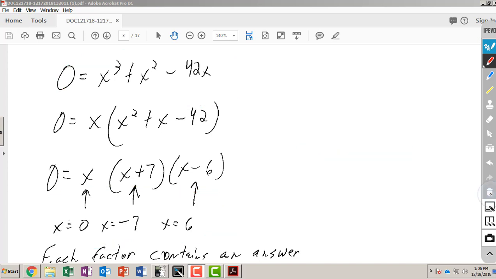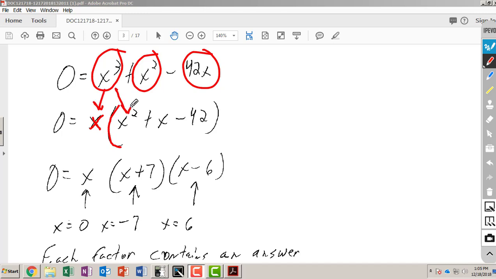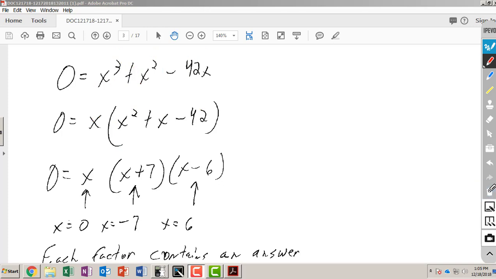And since I've set it equal to 0, I notice there's a common x in each term. So I'm going to factor out that x. When I do, x cubed divided by x gives me x squared, x squared divided by x gives me the x, and negative 42 divided by x gives me negative 42. So now I've factored out my greatest common factor, which was the x.